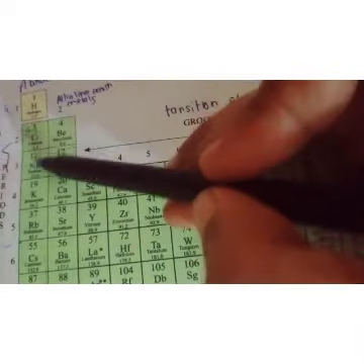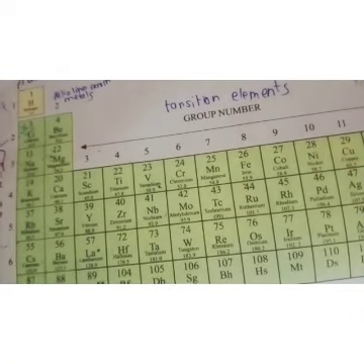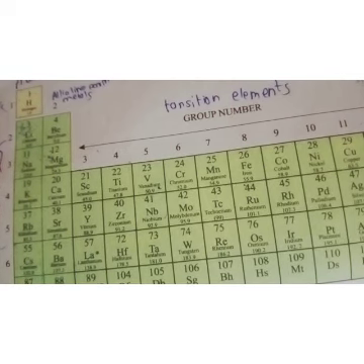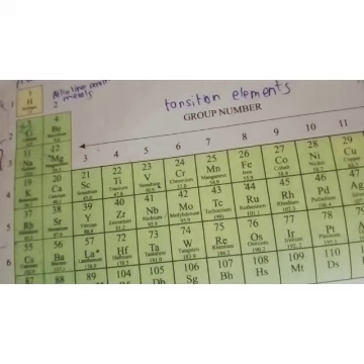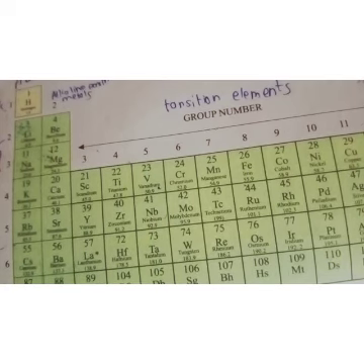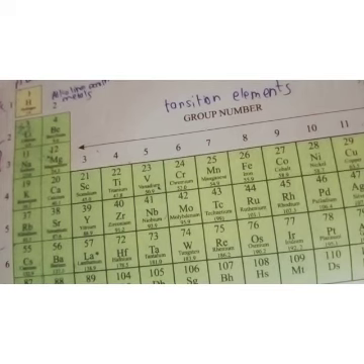So all the elements present in the first group have the same number of valence electrons. Since they have the same number of valence electrons, their chemical behavior or chemical nature will also be the same. That means elements having similar chemical properties are placed in a group.